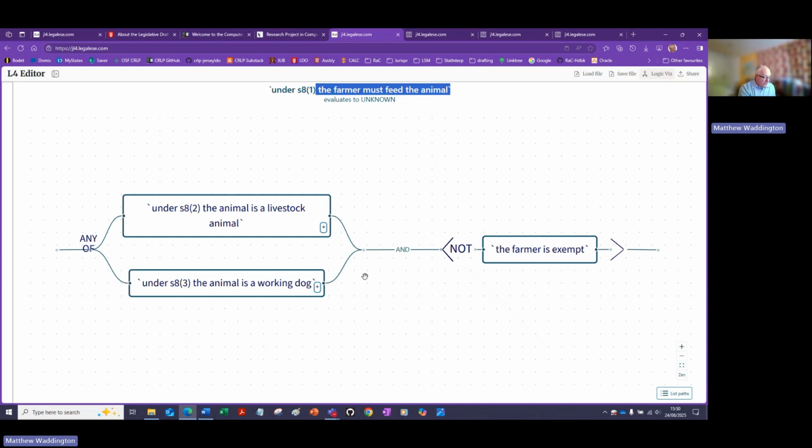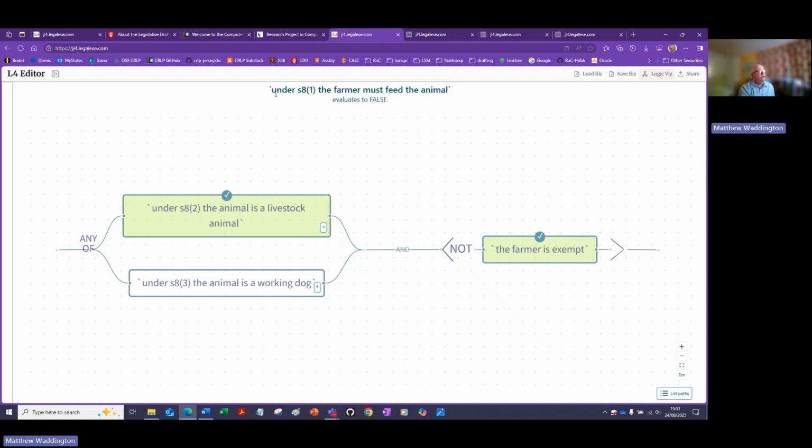So the way that this works, if I click once on one of these boxes, it turns green. So that means the animal is a livestock animal. It's gone green as a tick. Nothing has happened up here where it says unknown, but if I now click on the farmer is exempt, that's gone green to mean that the farmer is exempt. But if you remember, the condition was that the farmer is not exempt. So this "not", with these little angle brackets, is surrounding this box to show that it's not. And now the evaluation has changed to false.